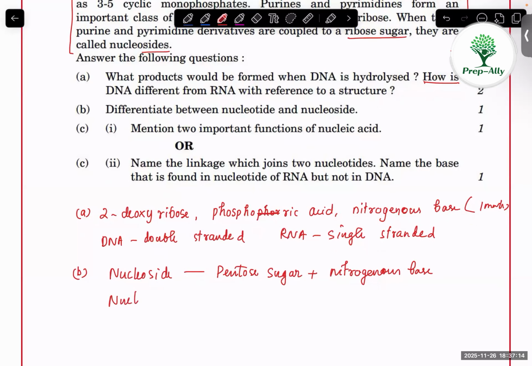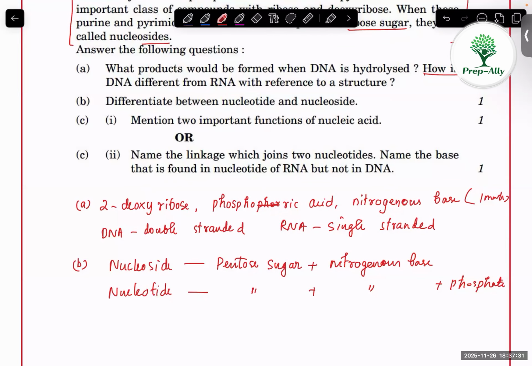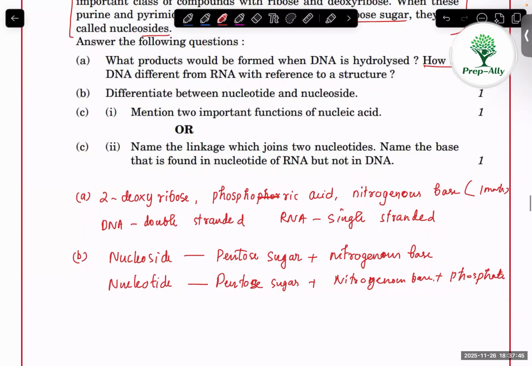Now when it comes to nucleotide, basically you will be having the same thing, pentose sugar plus nitrogen base plus phosphate, or I can say a nucleoside plus phosphate, you will be getting nucleotide. So if you just write that, don't write ditto there, please, you need to write pentose sugar plus nitrogenous base plus phosphate. So you'll be getting another 1 mark for this as well. Okay. So next one, C. First one, mention any two functions.